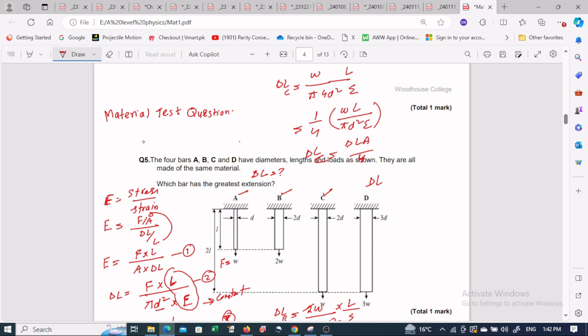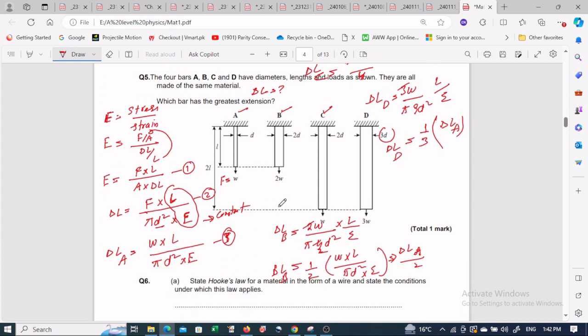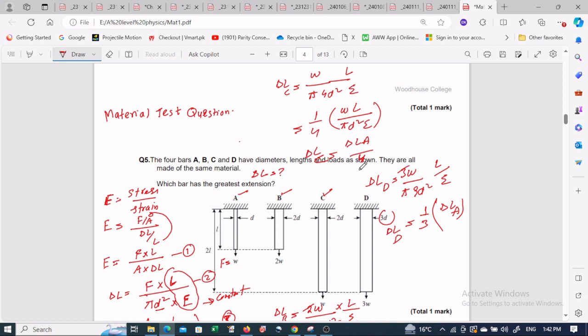Similarly, for D we have weight 3W and diameter 3D, so 9D square, with L over E. Solving this, we get 3 over 9, which is 1 over 3 times delta L A. So delta L D equals delta L A over 3. Comparing all of these, the extension for A is one times that factor, for B it is half of that factor, for C it is one fourth, and for D it is one third of that extension.